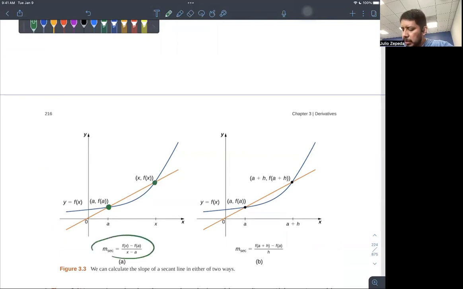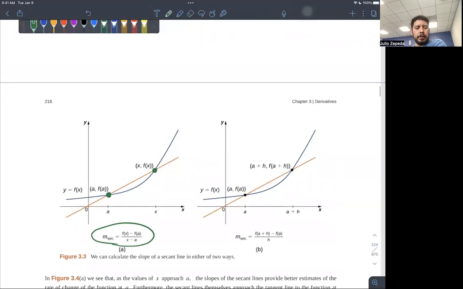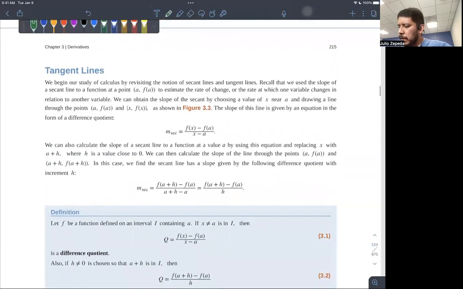Okay, and here's how you find the slope of that secant line. It's just the slope formula that you know from before applied to these 2 points. Okay, so here we have it. We can also calculate the slope of a secant line to a function at a value a by using this equation and replacing x with a plus h, where h is a value close to 0. We can then calculate the slope of the line through the points (a, f(a)) and (a+h, f(a+h)).